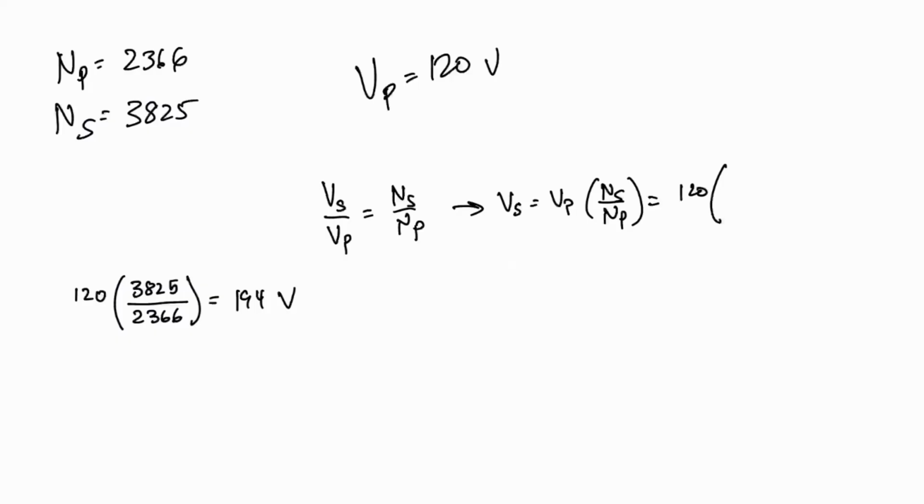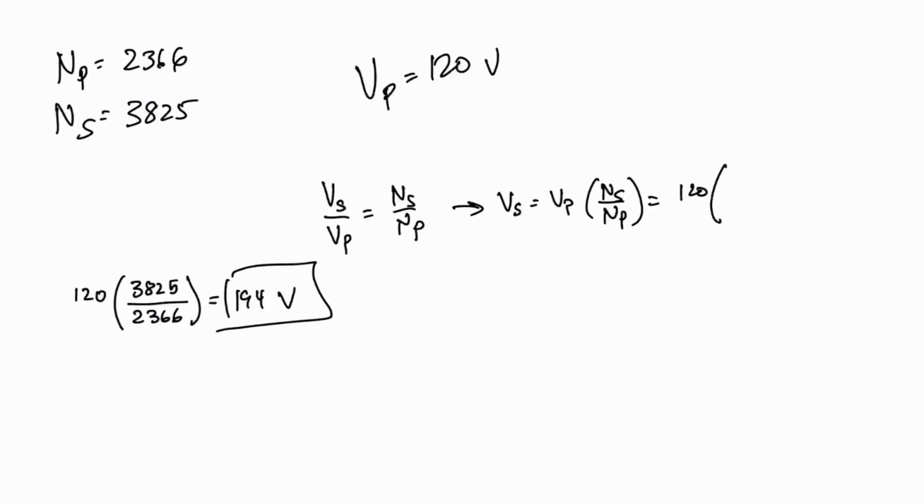All right, 194 volts. Let's pause for a second. The number of turns in the secondary was bigger than the number of turns in the primary, which means this is a step up transformer, right? So what do we expect the voltage to do? Go up, step up. So we went up, right? So this is the answer to the number of turns.